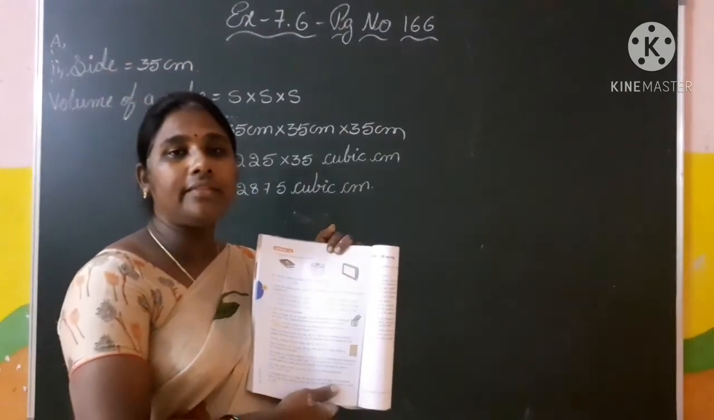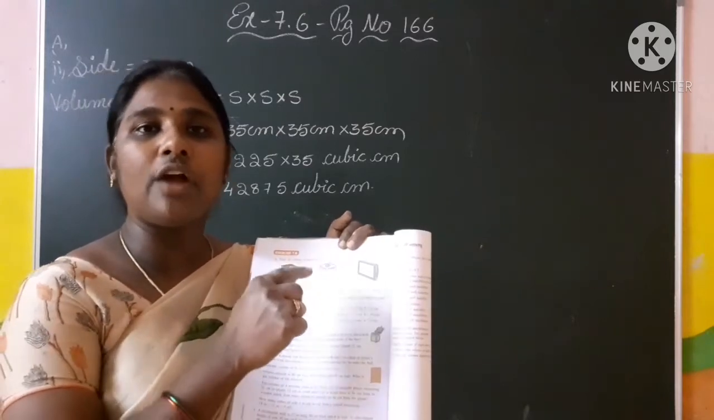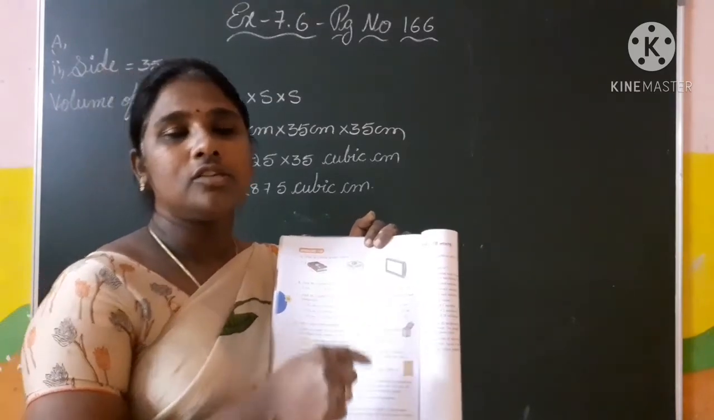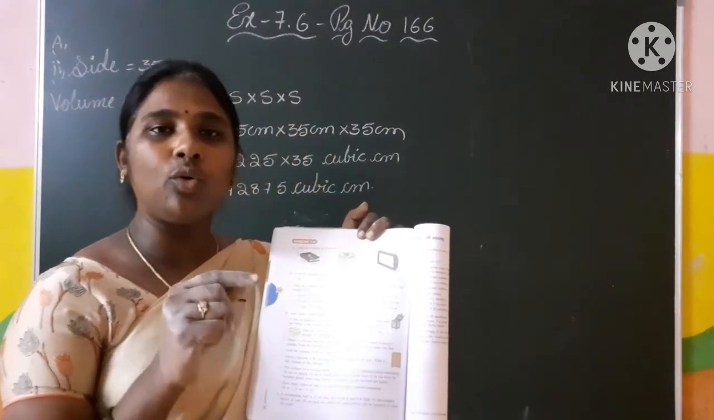So we have to find the volume. This is in the shape of a cuboid, so we have to find the volume of a cuboid. What is the volume of a cuboid formula? Length into breadth into height.